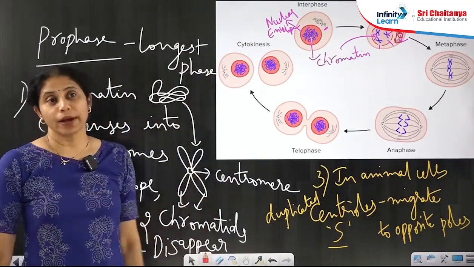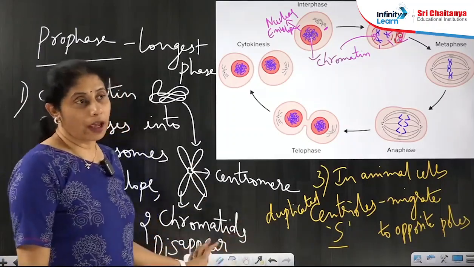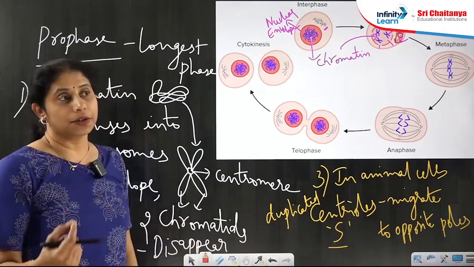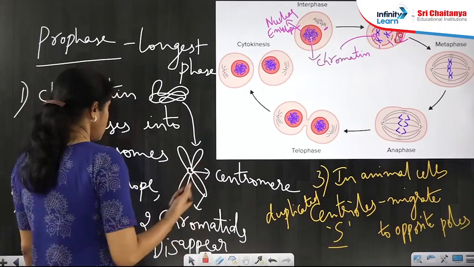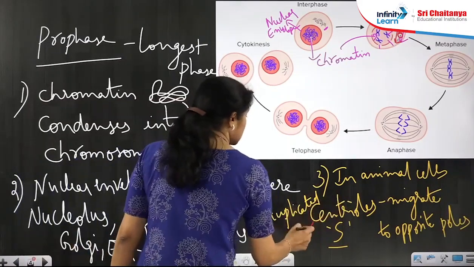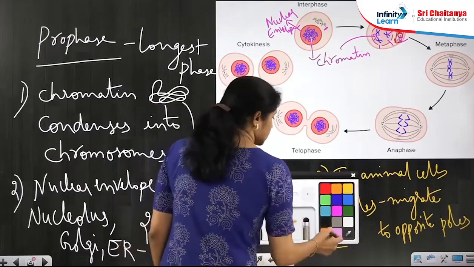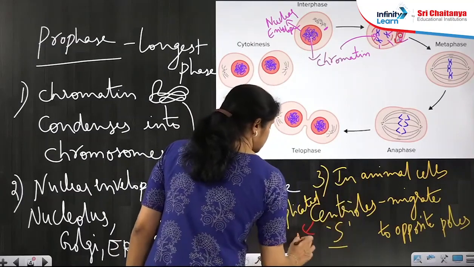So, three events will be happening, and in the same way, something like asters you will be seeing in the textbook when you refer to that. Some asters will be formed from these centrioles in the animal cells, asters.